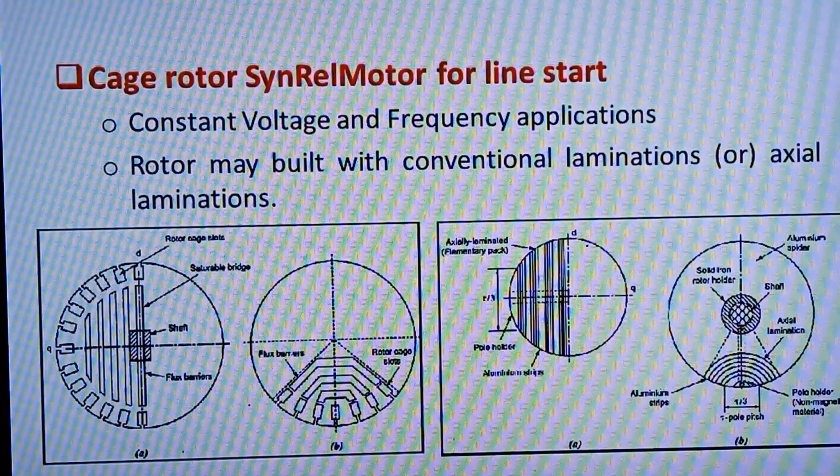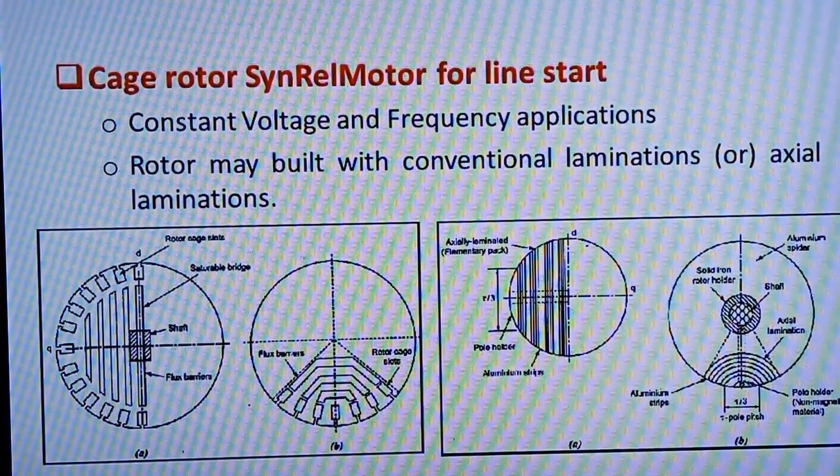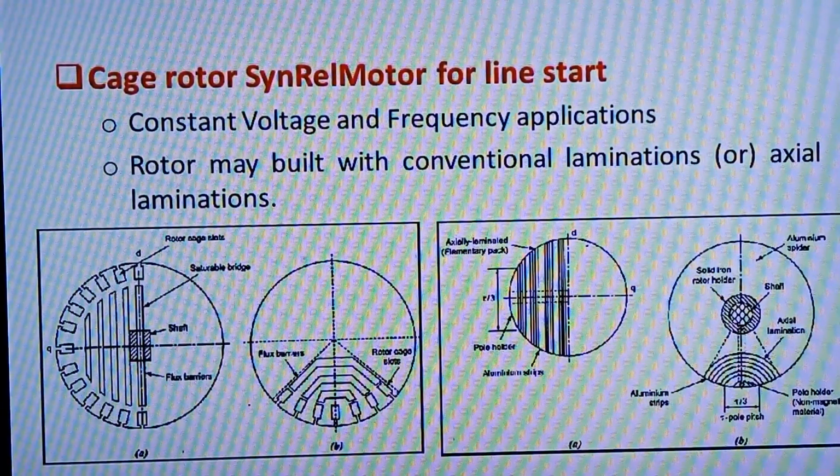First one, cage rotor synchronous reluctance motor for line start. Line start means the input voltage and frequency are constant. That's why you can say line start. There are no pulsations and no variations in the input voltage and frequency. In those kinds of constant supply applications, we can use this kind of cage rotor synchronous reluctance motor. The diagram for the cage rotor synchronous reluctance motor is shown here.